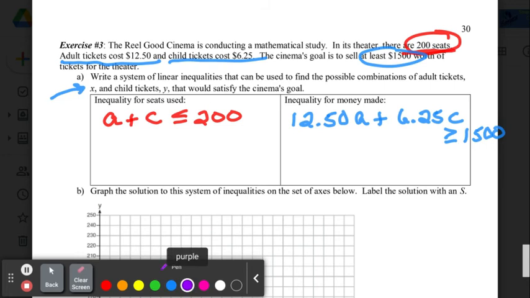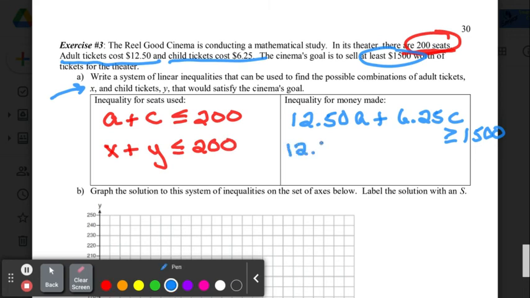So adult tickets are X. So instead of an A, I'll put an X. Children's tickets are Y. Okay, there we go. And I'll do the same thing over here. 12.5 X plus 6.25 Y greater than or equal to 1,500. Now we have to graph this.